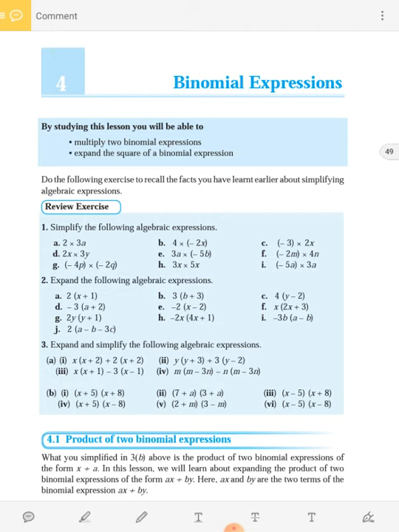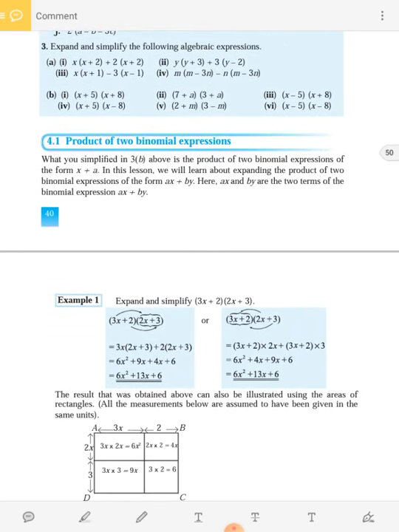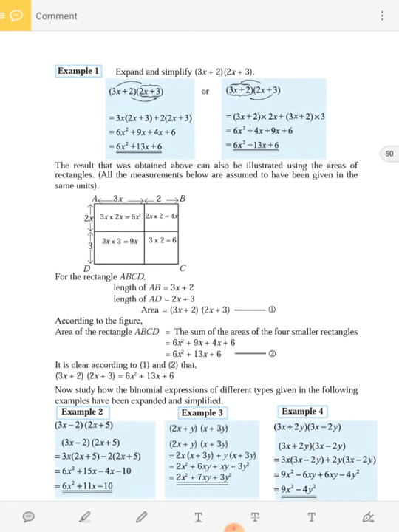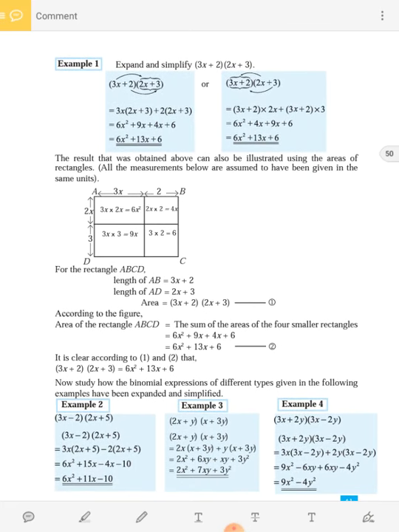So, hope you can do the review exercise by yourself, and let's move to 4.1, product of two binomial expressions. I'll go straight to example 1. Here I plan to do it on the whiteboard, so rather than showing all the workings over here, let's move to the whiteboard.